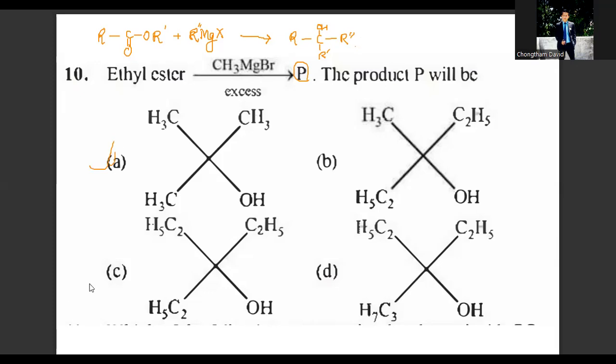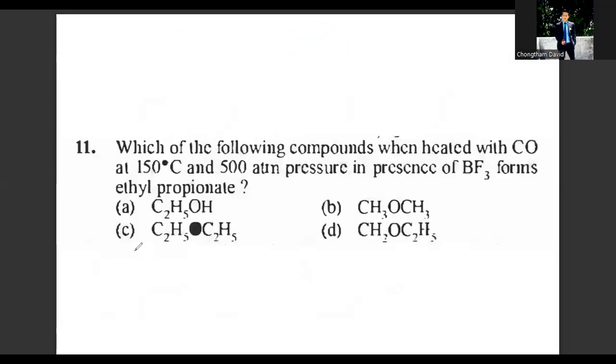Fine. Question number 11. Which of the following compounds, when heated with carbon monoxide at 150 degrees Celsius and 500 atmospheric pressure in the presence of BF3, forms ethyl propionate? You have to remember that the reaction of diethyl ether with carbon monoxide produces ethyl propionate.